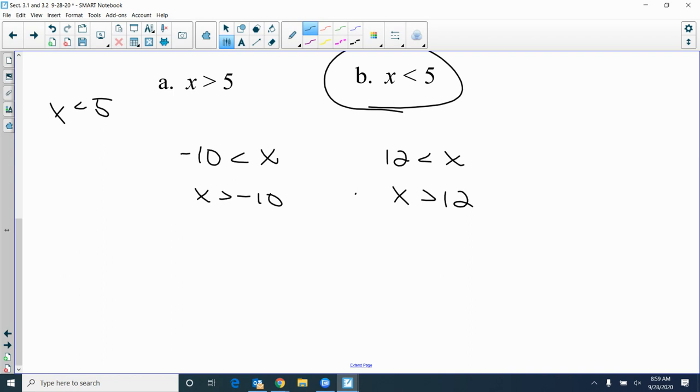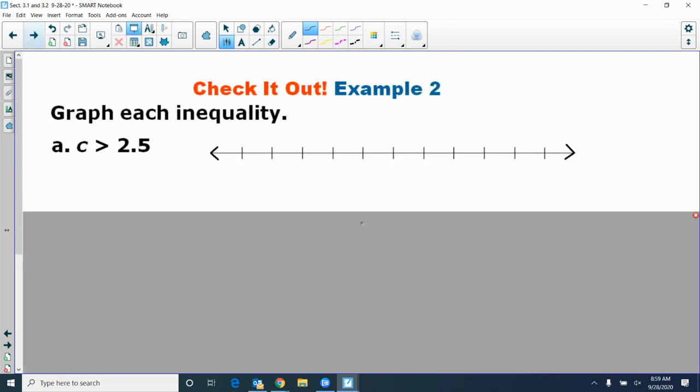Preston, got it? All right, graphing. Now you have a blank one here. We don't need to fill in every number all the time, but you have to be able to graph. So C is greater than 2.5. Here's what I'm going to do: right in the middle, I'm going to put 0, 1, 2, 3. I think 4 is enough.